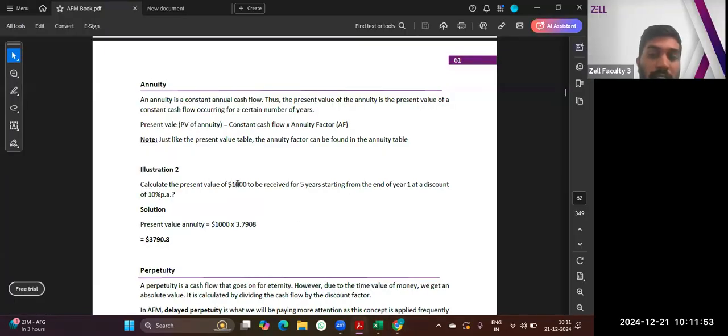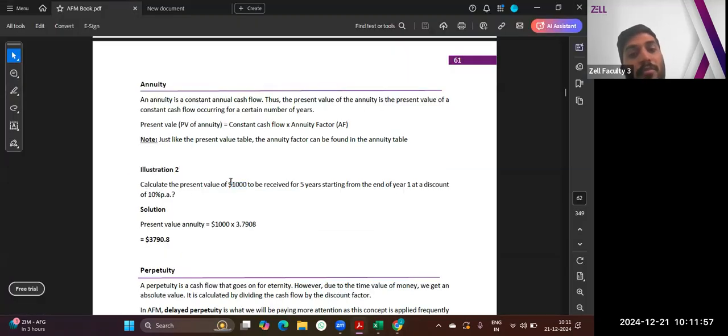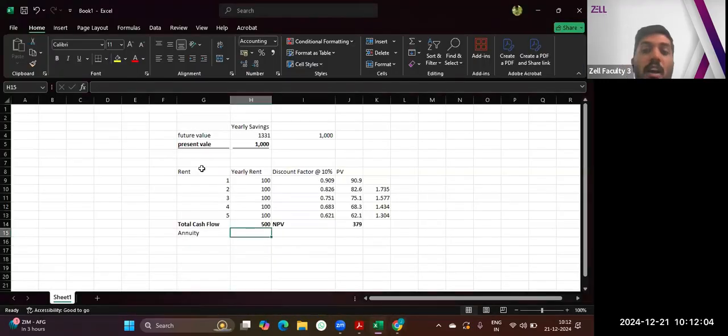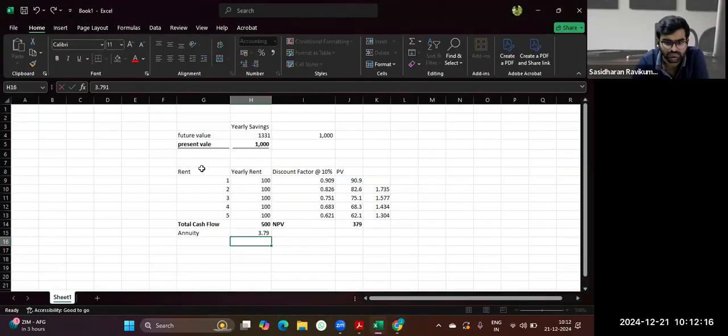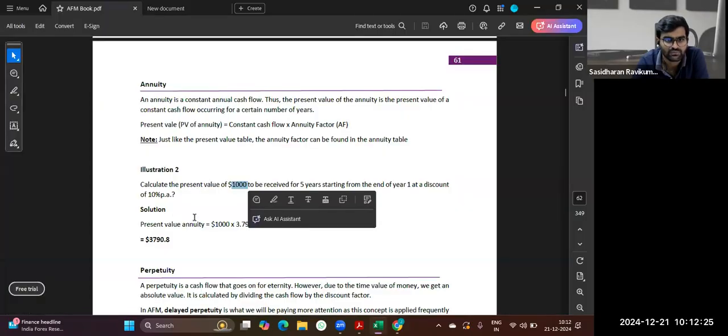Okay, like this, say 1,000. Over here, calculate the present value of 1,000. Okay. How much are you getting? So what is the value over here? 791. What is the annuity value of this? 1,895 per 1,895. Okay.